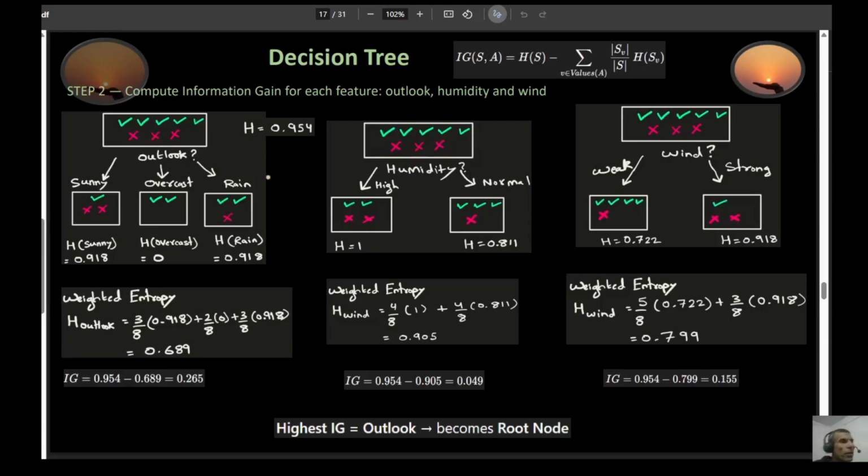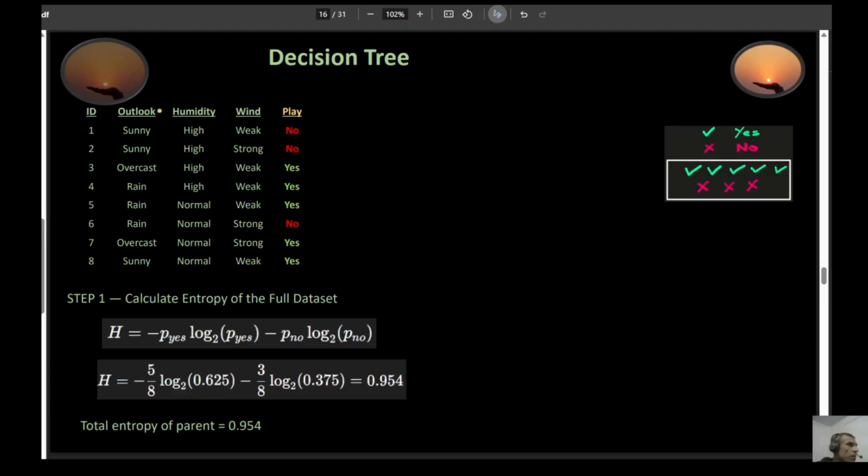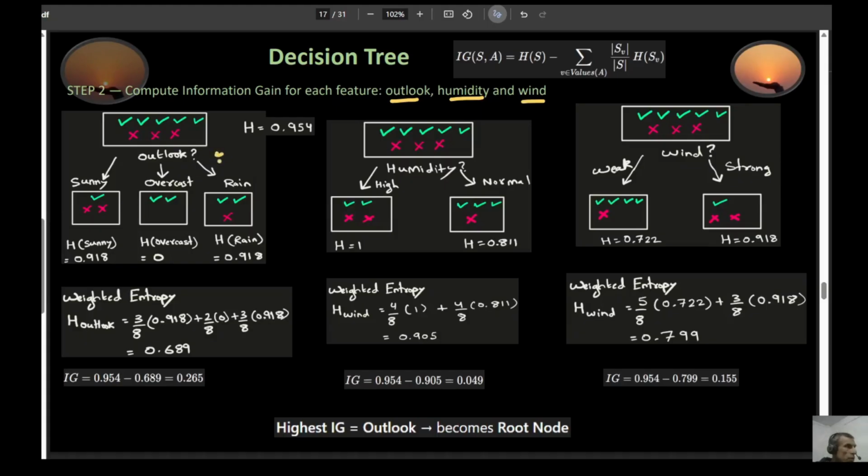Step 2. Now you compute information gain for each one of these 3 features, your outlook, humidity, wind. That would be these features right here. Okay, so let's start with the outlook first. In this case, for the outlook, there are three types: sunny, overcast, rain. On sunny, I calculate the entropy, and the answer comes out to be 0.918. The entropy for overcast is zero because everything is just one class. In this case, entropy for rain comes out to be 0.918.